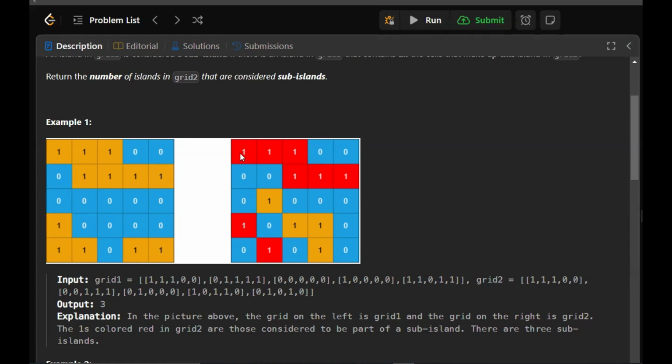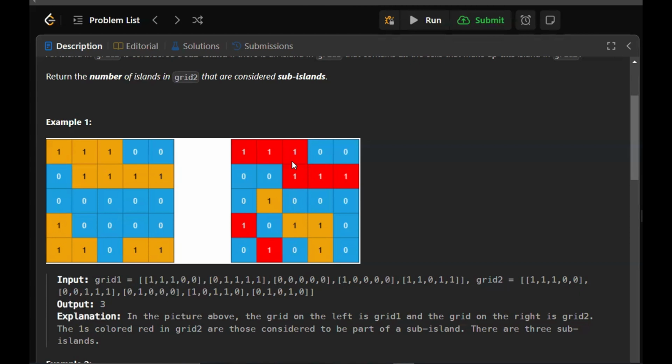Now, for these 6 cells in the above, this is one of the sub-islands because the corresponding cells in the first grid are also 1 for this red marked cell. So here we can see that there are in total 3 sub-islands. I hope you understood the problem statement.